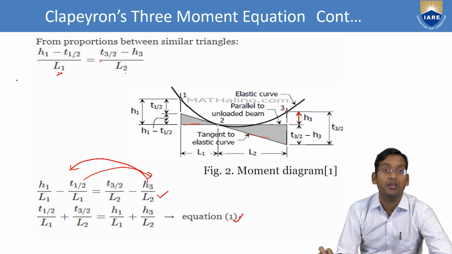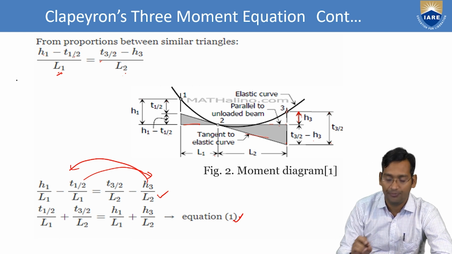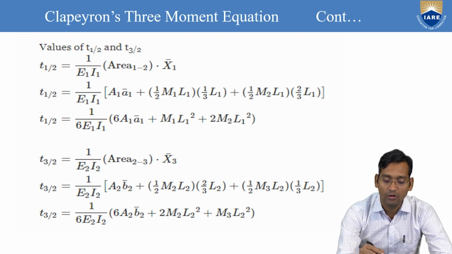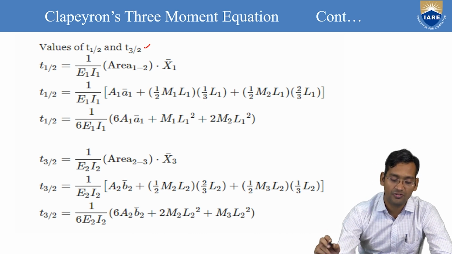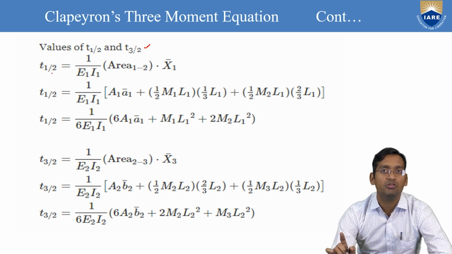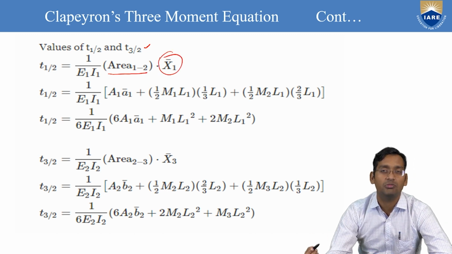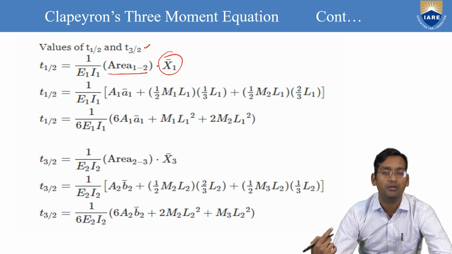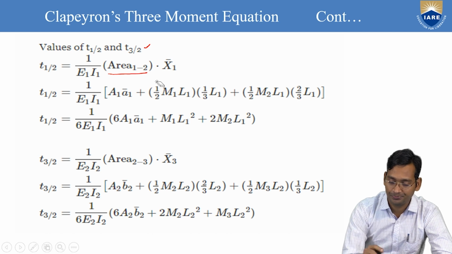Now here we have to find T1 to 2, T3 to 2 and so on, and then we can substitute back here. Values of T1 to 2 and T3 to 2 are what we require. So let's first find T1 to 2. You know the deflection relation, M by I equals that, so it is the bending moment equation divided by EI. So from there, 1 by E1 I1 into area from 1 to 2 into x1 bar, where x1 bar is where the center of gravity of that figure lies.